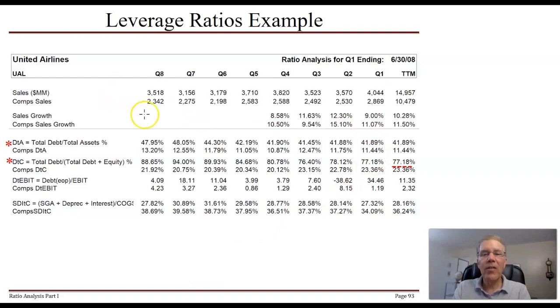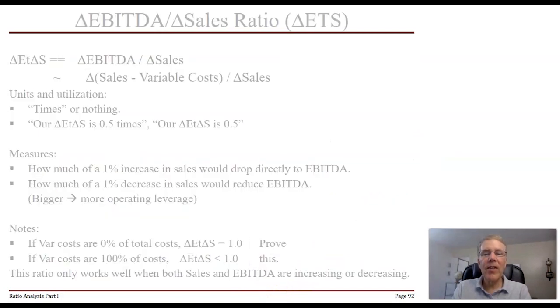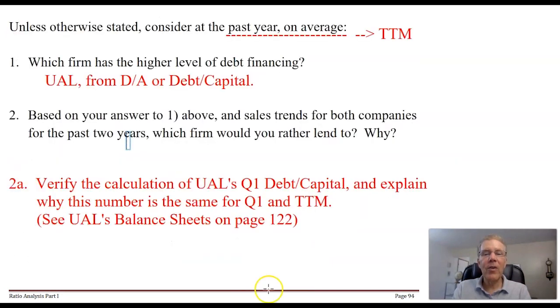All right, so let's remind ourselves of the sales trends. So the sales are generally going up for both of these guys. We can see we've got high single digits, low double digits for UAL, and same thing, a little better for Southwest. And on a TTM basis, they look very close. So the sales trends for both firms are good and steadily upward looking, right? And on the other hand, we've got UAL has much more financial leverage, okay?